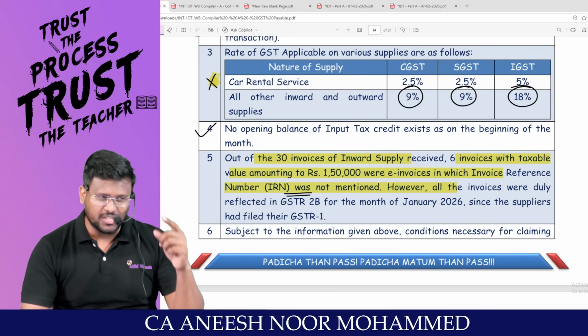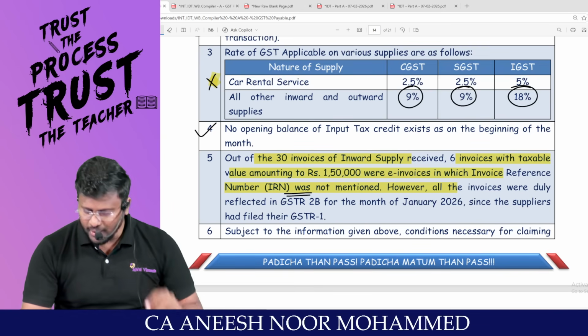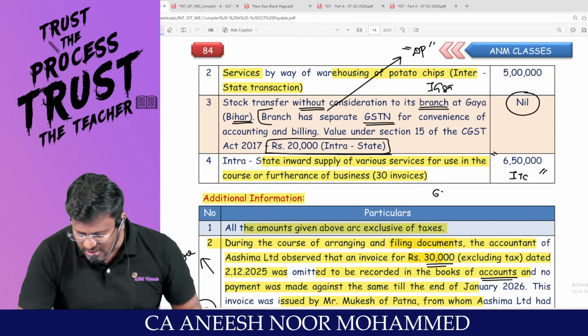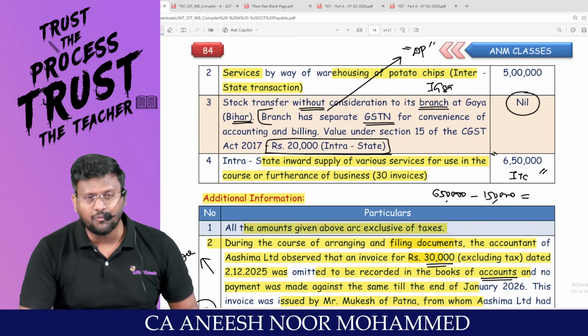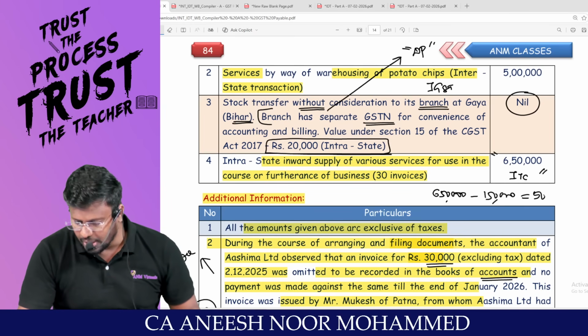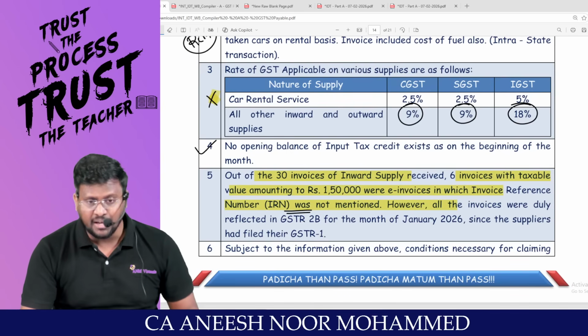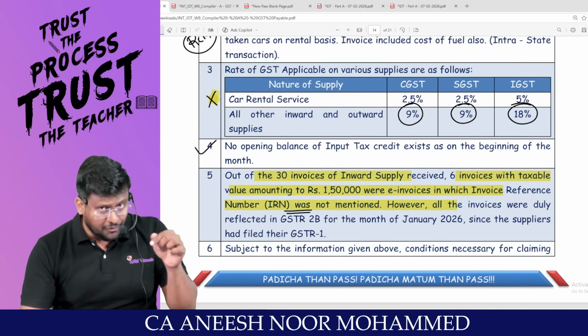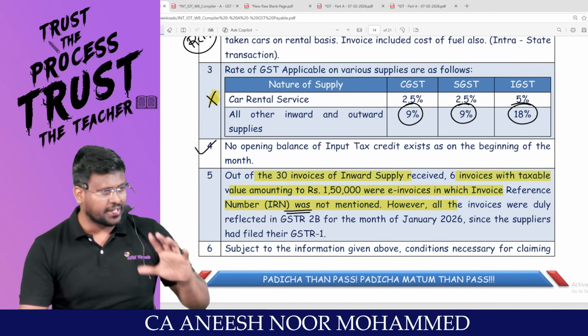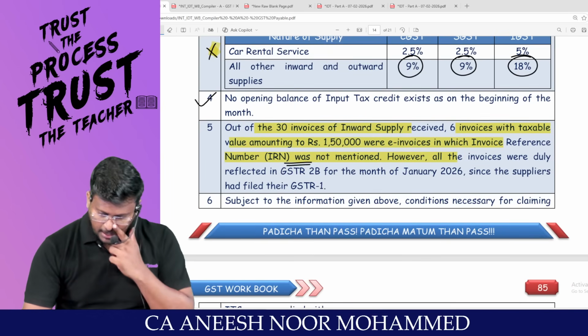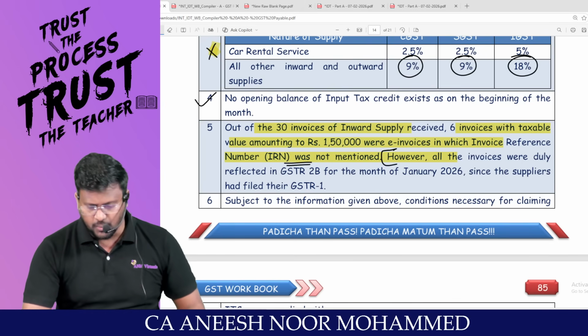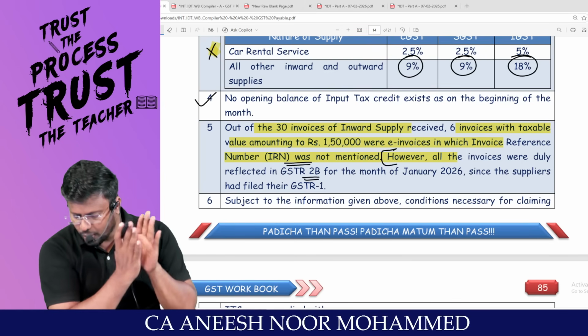Possession of a valid tax paying document is required to take ITC. That means even though 6,50,000 rupees is the expense, 1,50,000 of bills are ineligible, and only for 5 lakh are we entitled to take ITC. For that 5 lakh we have to calculate the ITC. 5 lakh is only the expense amount. Am I right, sir? However, all the invoices were duly reflected in GSTR 2B for the month of January.